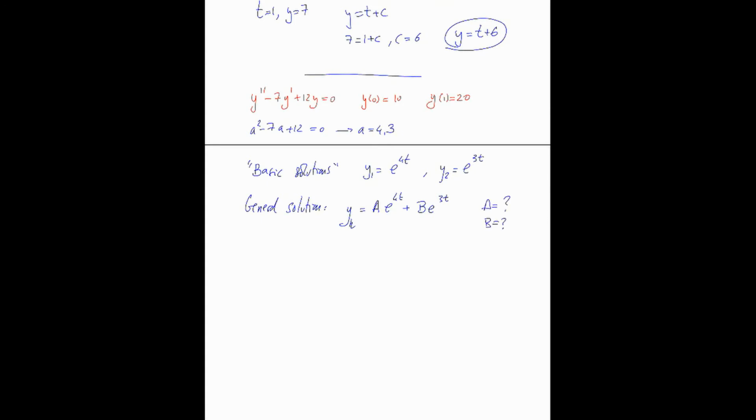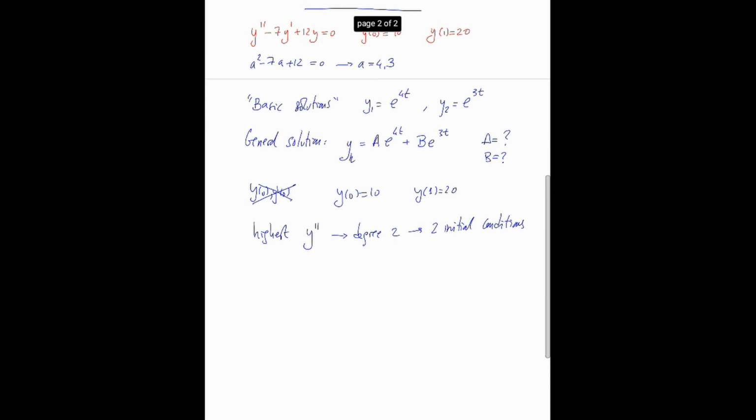Sometimes these values are easy to find in some problems, like when they give you y of 0 and y prime of 0. But in this case, we have something a little bit different, which is y of 0 is 10 and y of 1 is equal to 20. Observe that the highest derivative of this equation is the second derivative, so this is degree 2, and we have two initial conditions. So we can determine the solution fully.